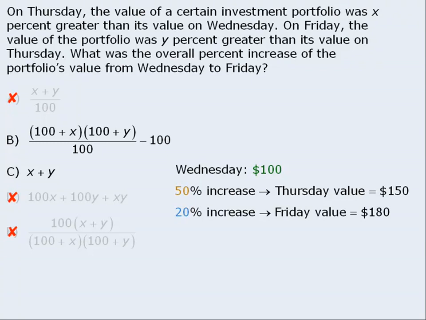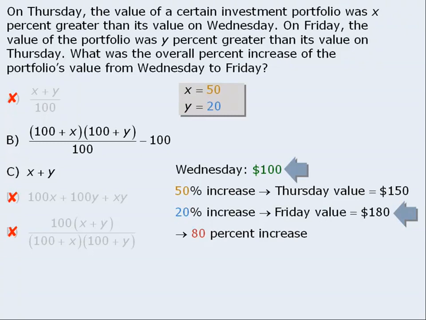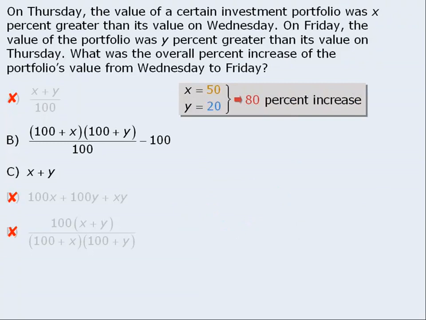Now, if the portfolio's value went from $100 to $180, this represents an overall increase of 80%. In other words, when x equals 50 and y equals 20, the overall percent increase is 80%. Now at this point, we could take our 2 remaining answer choices and plug in 50 for x and 20 for y, and see which one yields the target output of 80%. However, notice that evaluating this expression with those values will take a lot of time. On the other hand, testing answer choice C will be very easy. So let's do that one first.